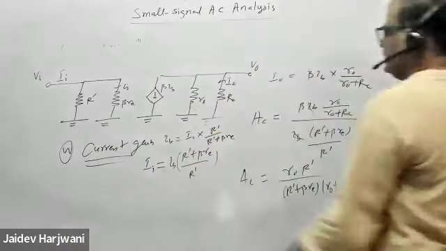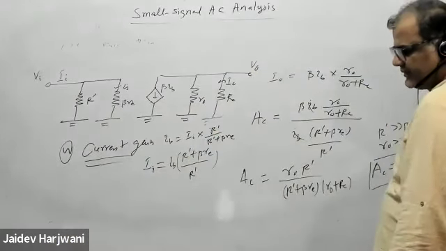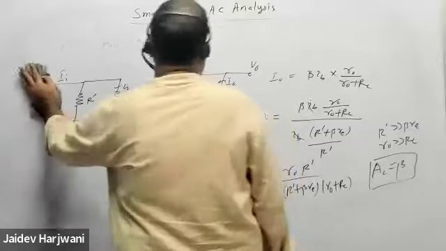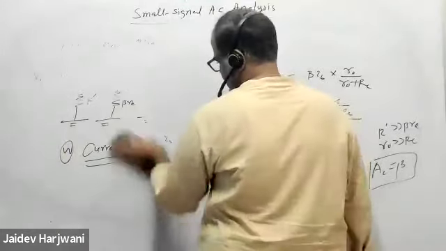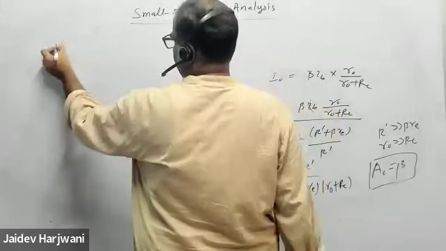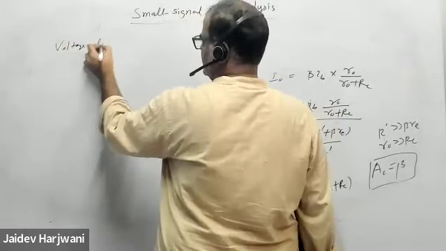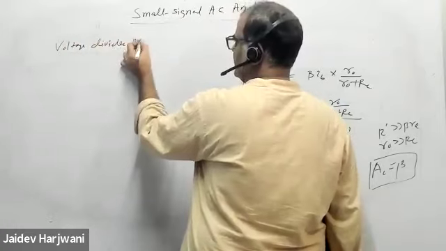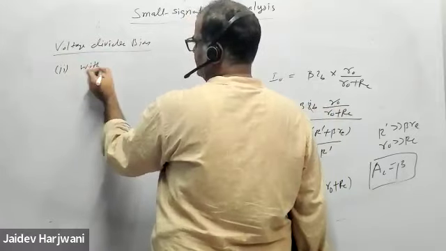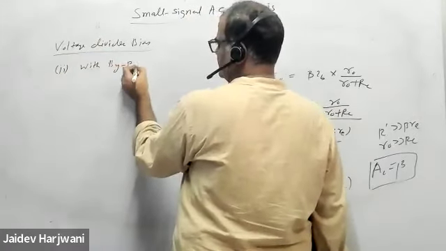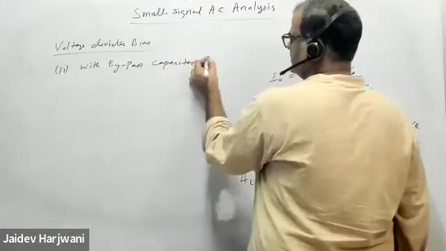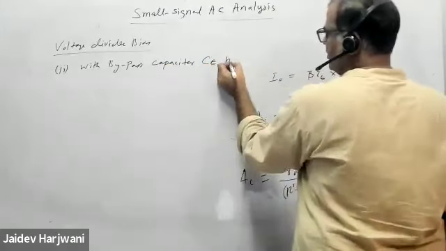Now the last case: when the AC bypass capacitor is not present, what is the formula? Again voltage divider bias, second case, with bypass capacitor CE not present.